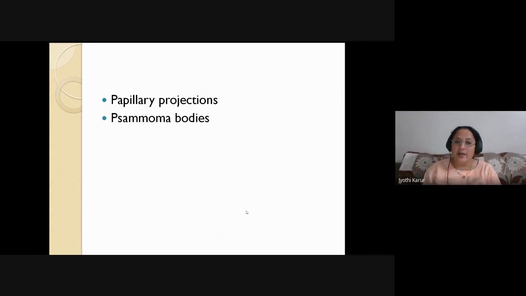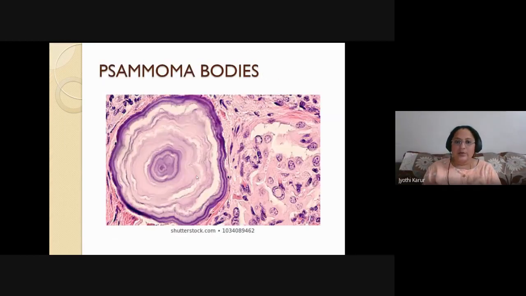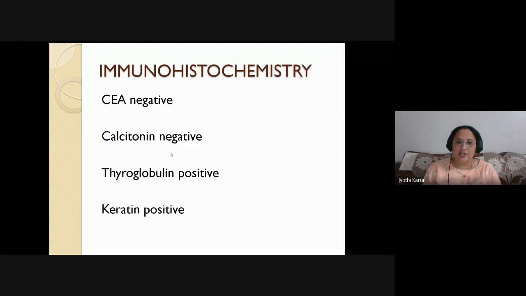Papillary means finger-like projections and also a significant finding, that is psammoma bodies. Okay. So these are the concentric calcifications. So these resemble the cut section of a tree. So these are the concentric calcifications. Okay. If you do immunohistochemistry, they are typically CA negative, calcitonin negative. Okay. Because these are not arising from the parafollicular cells.